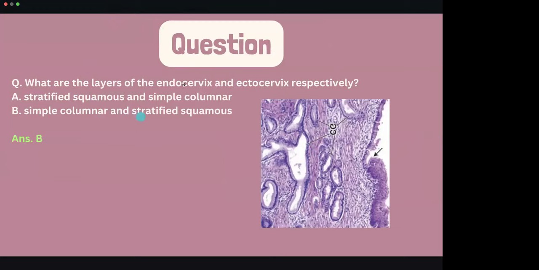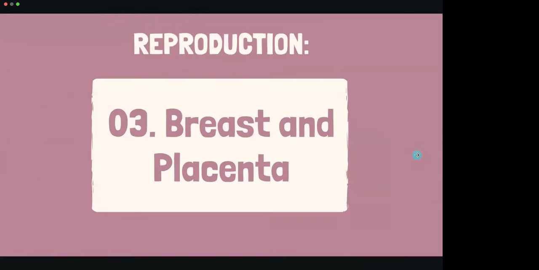B, simple columnar and stratified squamous. Because this is also a question in our exam, by the way. The endocervix, simple columnar, and then we go here, stratified squamous, and then the vagina also has stratified squamous, non-keratinized epithelium. Now, this has been a long session. We finally made it to the end.